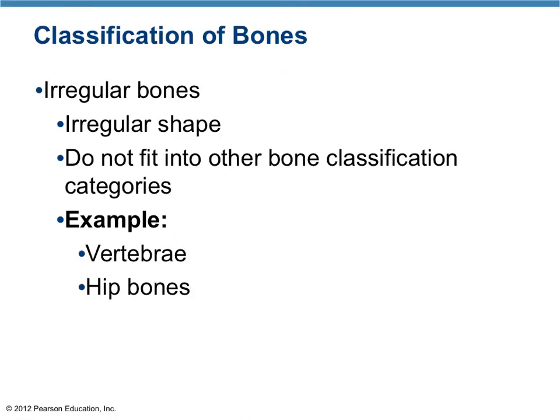Irregular bones are called that because they have an irregular shape. So they are not flat, short, or long bones. They don't fit into any other category, so they got their own. Examples would be vertebrae and the bones that make up your pelvis.